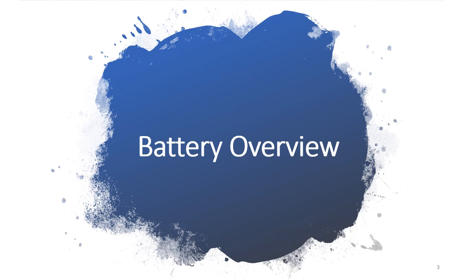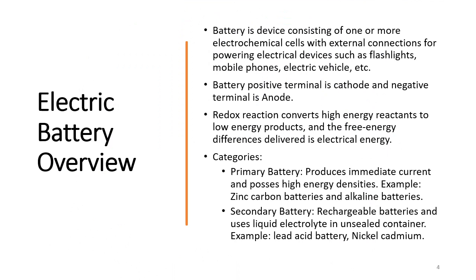In this section, we will have fundamental information about batteries. An electric battery is a device which has one or more electrochemical cells with external connections which can power up devices like mobile phones, cars and lights. The positive terminal of the battery is called the cathode and the negative terminal is called the anode. A battery operates on an oxidation reduction reaction, also known as redox. A redox reaction is a type of chemical reaction that involves transfer of electrons between two species. The energy thus produced in the process is delivered to the outer circuit.